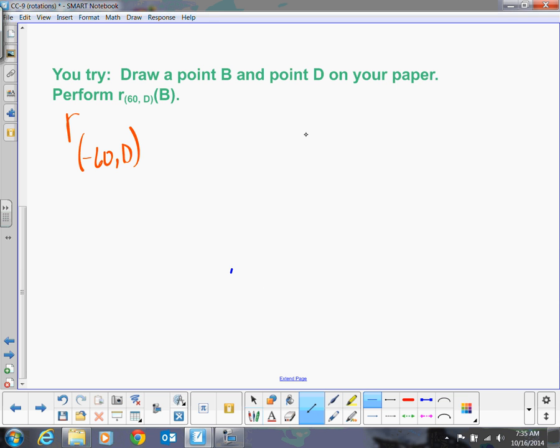There's my D. Here's my B. Well, I didn't make a very good B. This is B, and this is D. So which one's the center? B or D? D. How do you know D is the center and not B? Because the center is in that subscript.